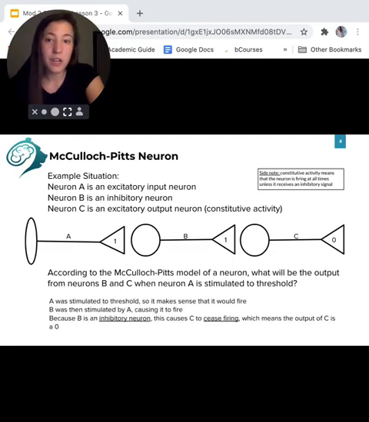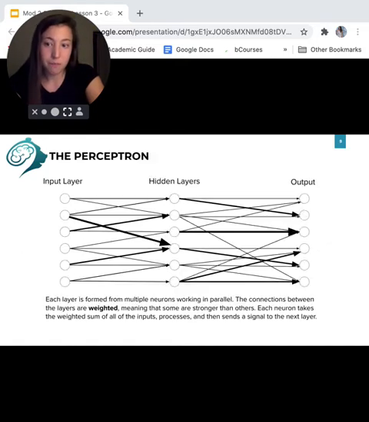So just to review that again, A was stimulated to threshold, so it makes sense that it would fire. B is stimulated by A, so it fires too, but since B is inhibitory, it stops C from firing. And of course, this is super simplistic. In a real biological neural network, there are thousands of neurons working in parallel. But this is just to demonstrate how the neuron can be displayed as a computational unit.